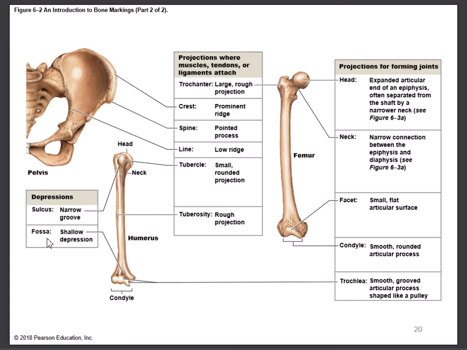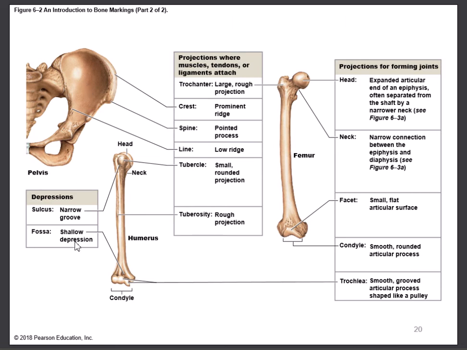A fossa is a shallow depression. Kind of reminds me, if you took a clamshell and opened up the clam and looked at the inside of the shell, it would have a shallow depression. That is a fossa. I'll show you a good one up here. This happens to be called the iliac bone. Look at this shallow depression right here. It's kind of like the inside of a clamshell. This is called the iliac fossa.